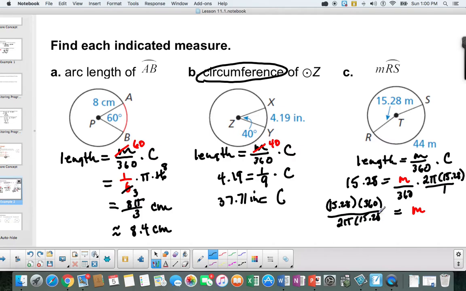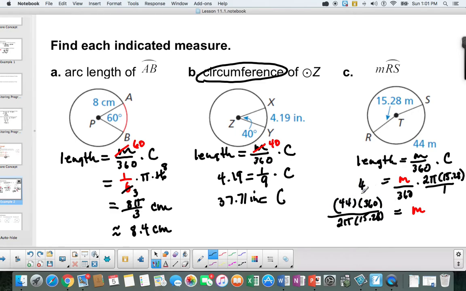15.28, and I do think I have an incorrect length here. This 15.28 should have been 44. So this should have been a 44. I had that incorrectly. And then everything else should be okay.